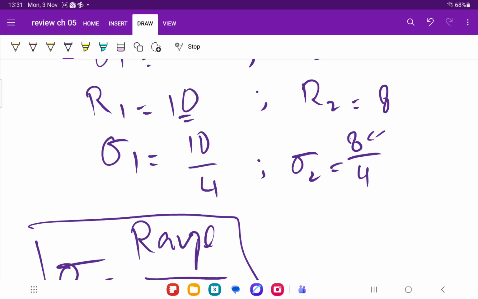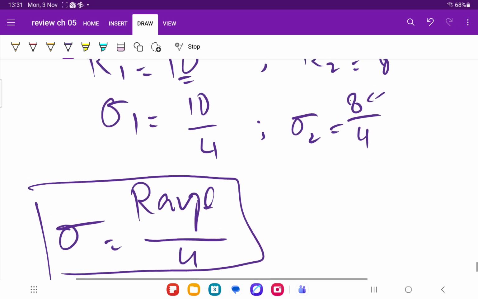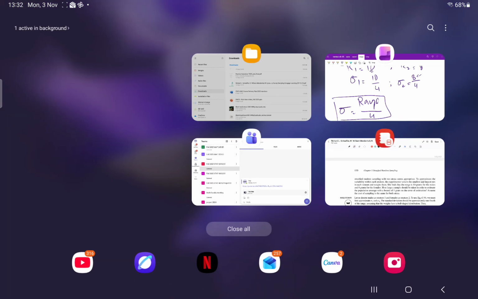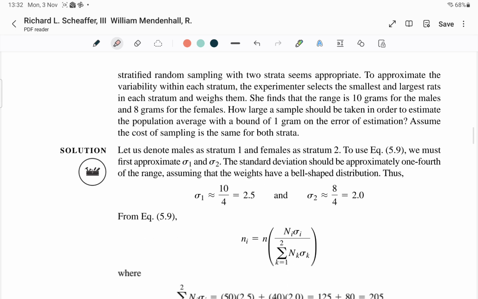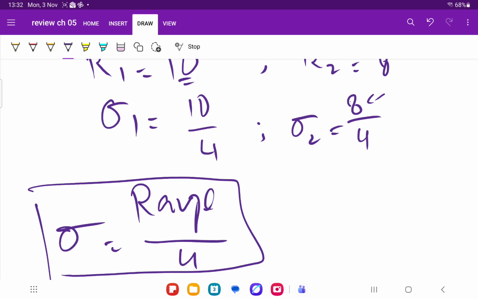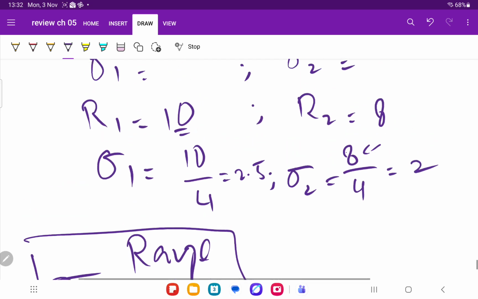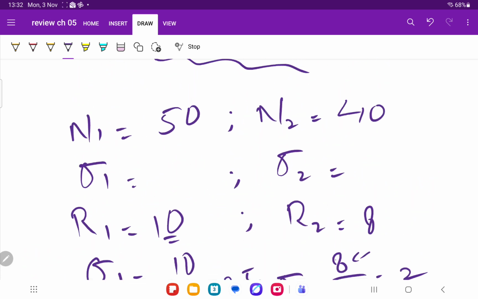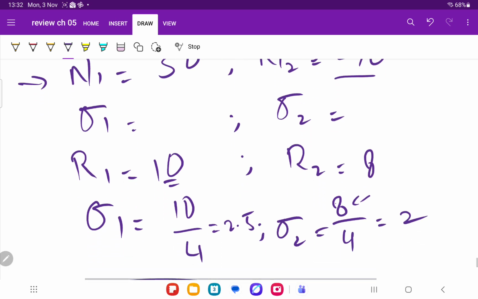Are you getting the point? So we have estimated sigma 1 as 2.5 and sigma 2 as 2. So we have found n1, n2, and we have identified sigma 1 and sigma 2.